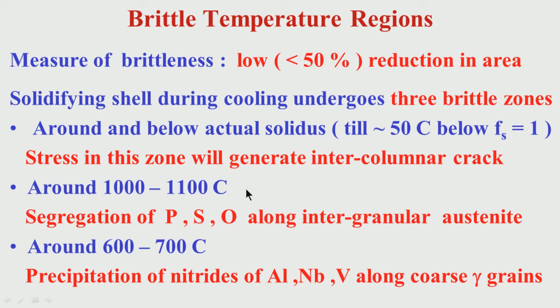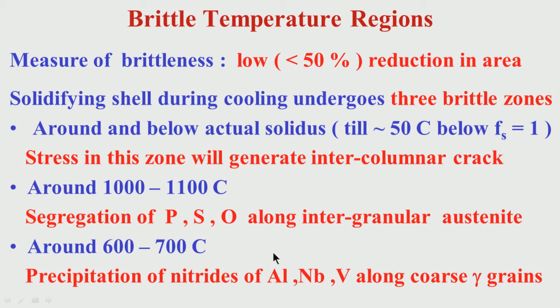Now, when the temperature is coming down to less than 1000, again the reduction area is relatively more. So that is not a brittle area, that is a relatively ductile area. But when the temperature comes to less than 700 degrees centigrade, what is going to happen?